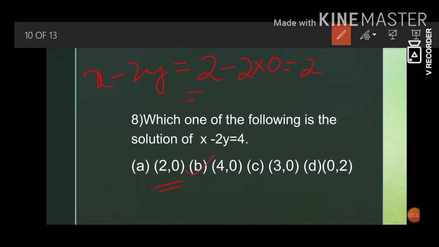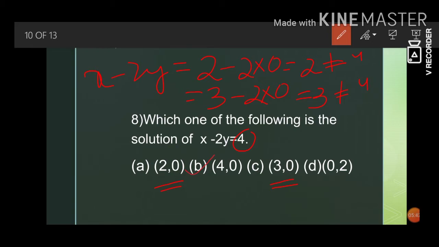Again we will substitute 3 comma 0. That is our option 3. So in place of x we will write 3. In place of y we will write 0. So the answer is 3, which is not equals to 4. 2 is not equals to 4. Again 3 is not equals to 4.